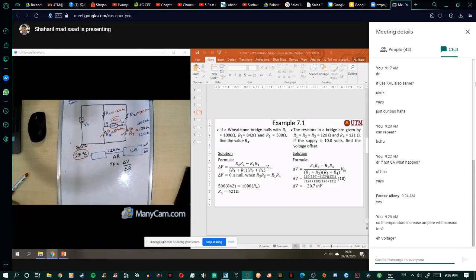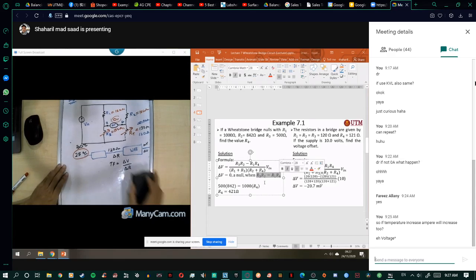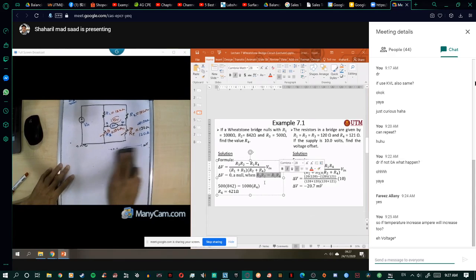Okay, example 7.1 is a very simple question. Is a Wheatstone bridge null with R1 equal to 1000, R2 equal to 840 ohm, and R3 equal to 500? Find the value R4. When the voltage is null, that means you get this equation: R3 times R2 over R1 times R2, R4. And then you will get the answer.